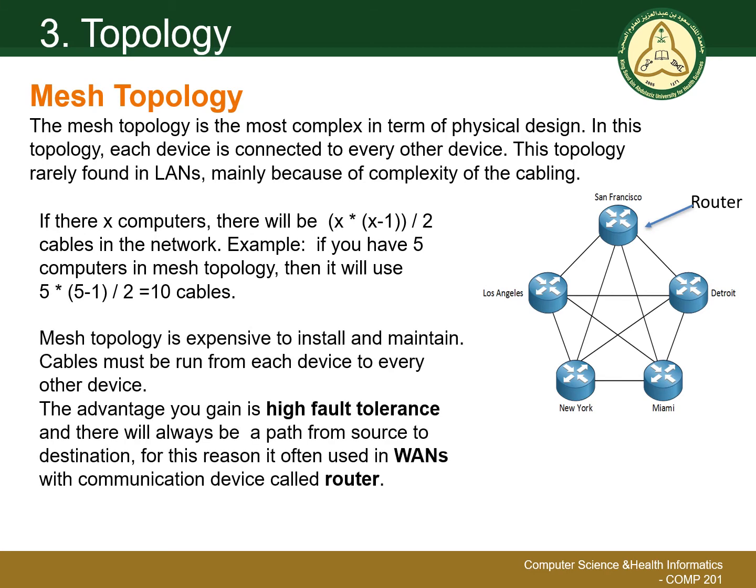Mesh topology is expensive to install and maintain. Cables must be run from each device to every other device. The advantage you gain is high fault tolerance, and there will always be a path from source to destination. For this reason, it's often used in wide area networks with a communication device called a router.